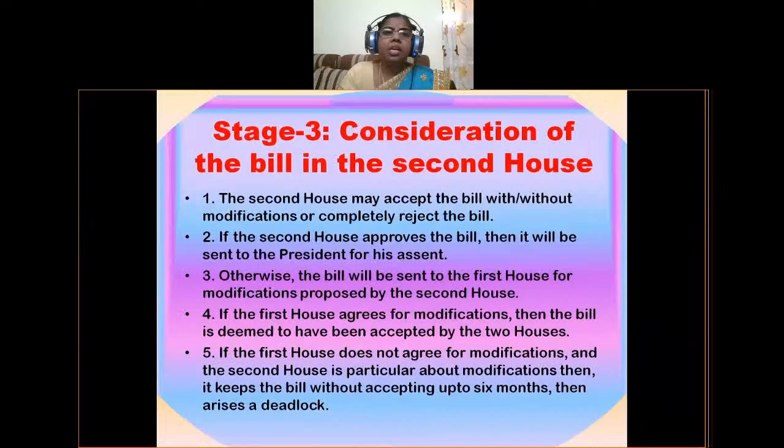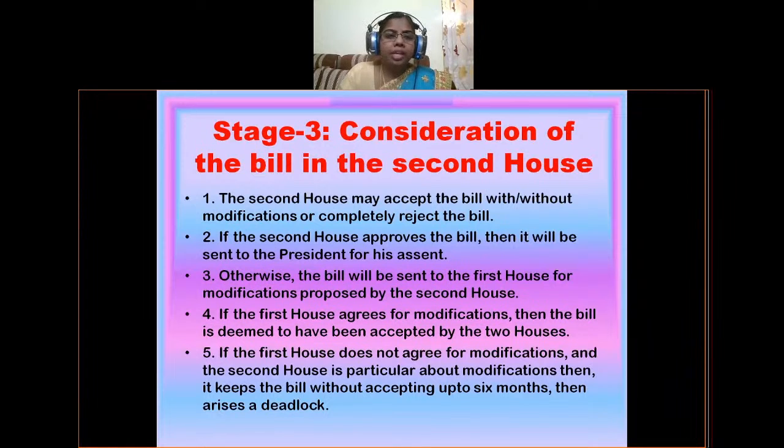And the next stage is stage 3. In this stage, the bill is considered in the second House. The first stage and second stage are in the first house of the Parliament, and stage 3 is in the second House of the Parliament. What happens in stage 3 is that the second House may accept the bill with or without modifications, or completely reject the bill. So here in the second House, the bill may be accepted without any modifications, or rejected completely, or accepted only with modifications.